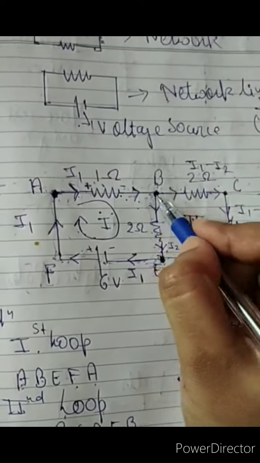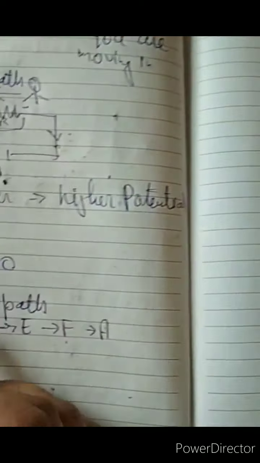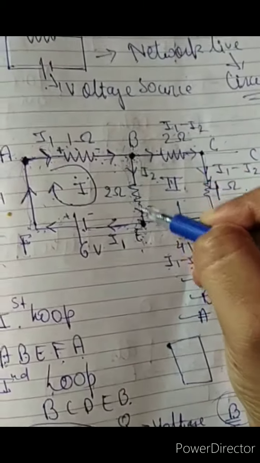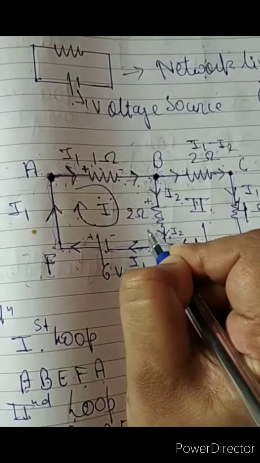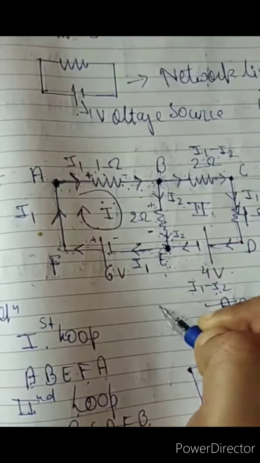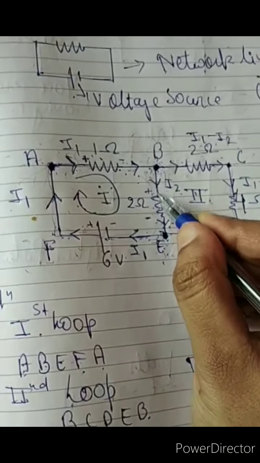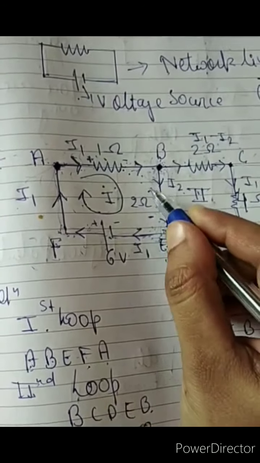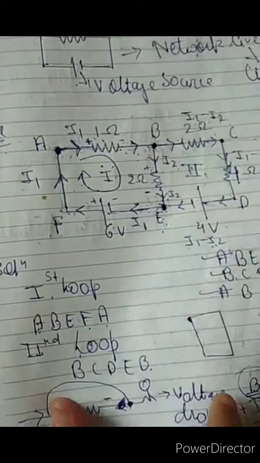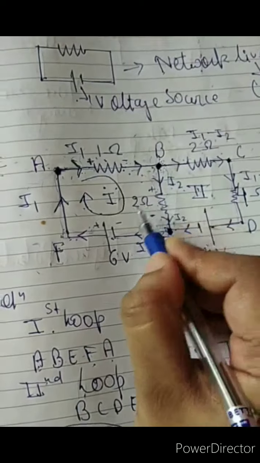Okay, now from AB, come to B to E. What is B to E? Look, current is going in this direction and I am also traversing in the direction of current, that is from plus to minus. It means going from higher to lower potential. Again the sign is minus, it means minus of I2 into 2.